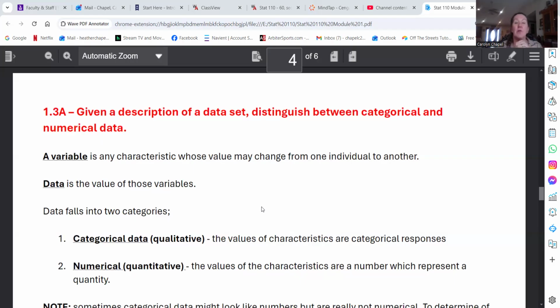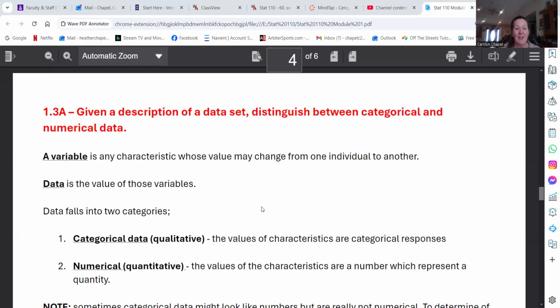So your height, your weight, your hair color, your zip code, your number of siblings you have, the number of credits you're taking at a college, the time it takes you to tie your shoe. All of those things are considered variables. And every person has lots of variables that are associated with us.